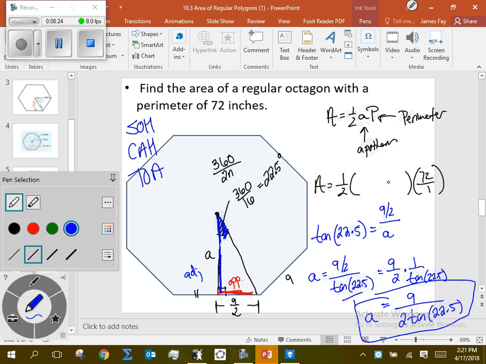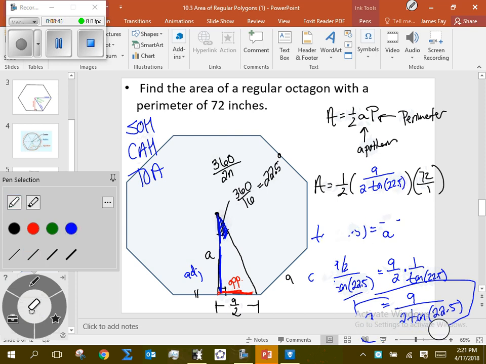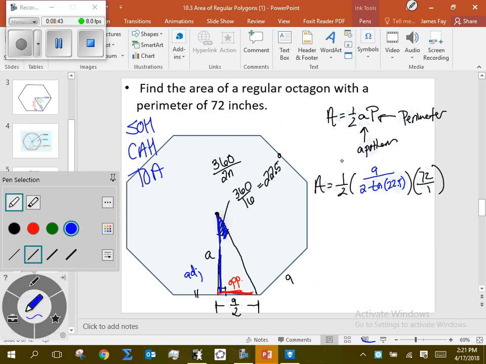And that's what goes in this formula up here. So put 9 up here. Tangent. Oh, forgot my 2. 2. Tangent. 22.5. Okay. Now, as we do that, we have some multiplication that has to be done here, right? When you multiply fractions, you do it straight across the top. So 1 times 9 times 72. Okay, it gives me 648.